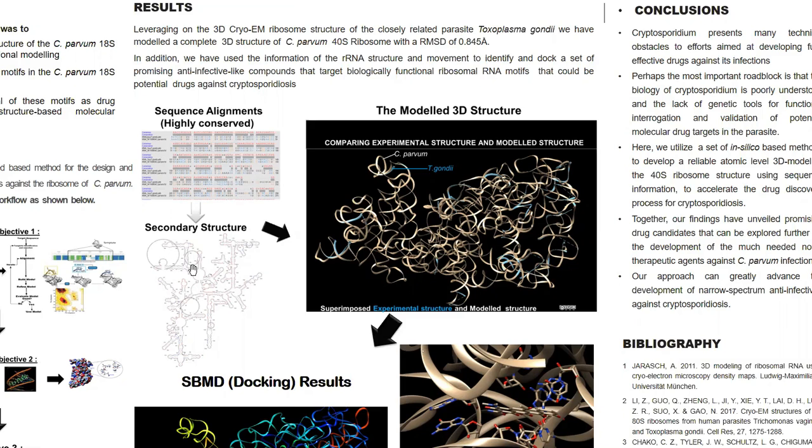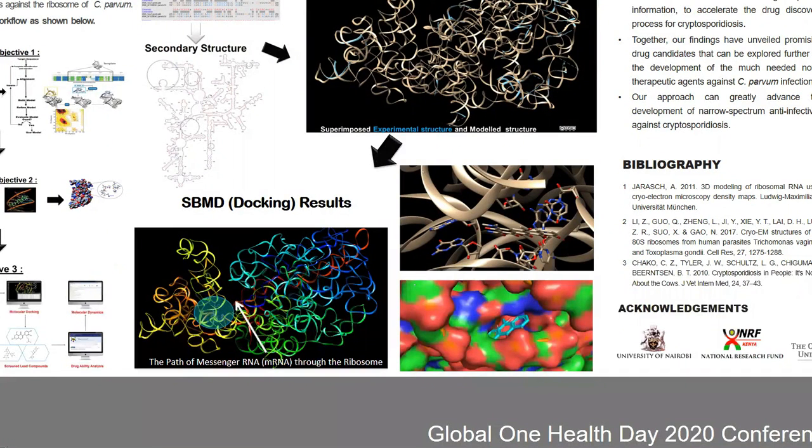We developed a secondary structure with a few points that were significantly different, the variable regions, and the difference between the model structure and the experimental structure was almost indistinguishable, as you can see from the T. gondii here and C. parvum.